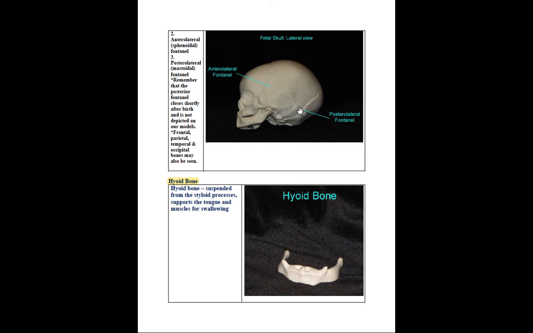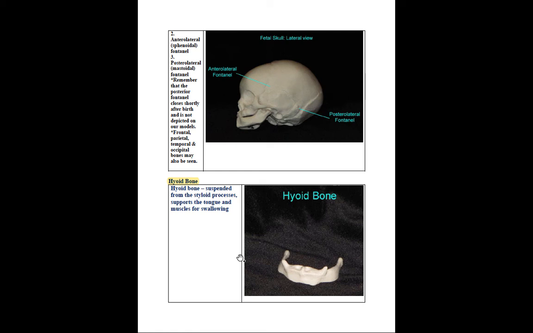Either one. The posterior fontanelle will not be depicted here because remember that closes very shortly after birth, and so it's not depicted on any of our models. And again, as a reminder, you can see the frontal bone, the parietal bone, temporal bone, and occipital bone on these.